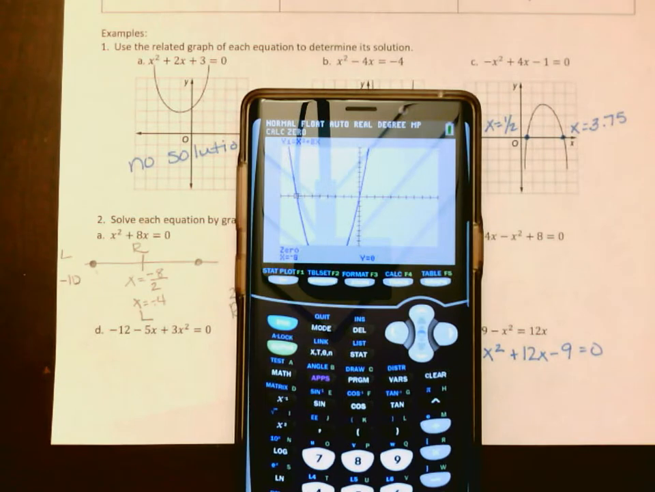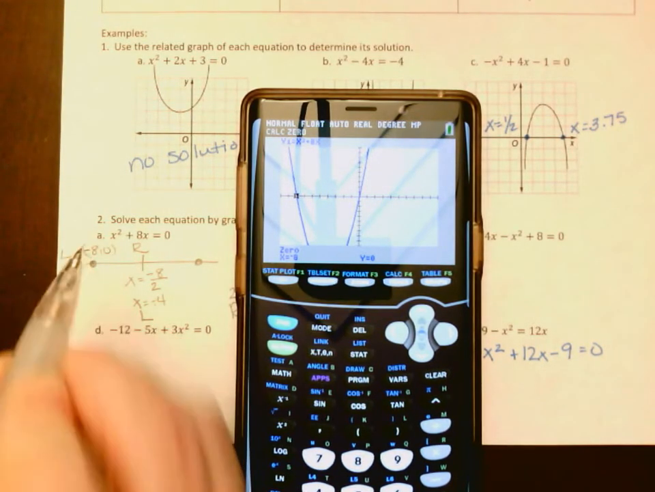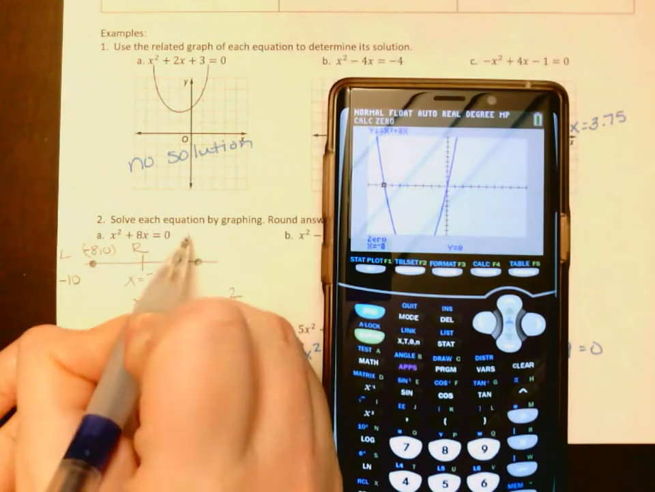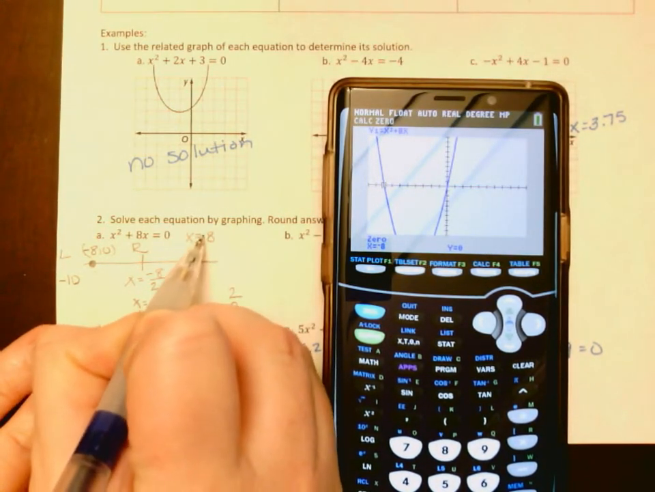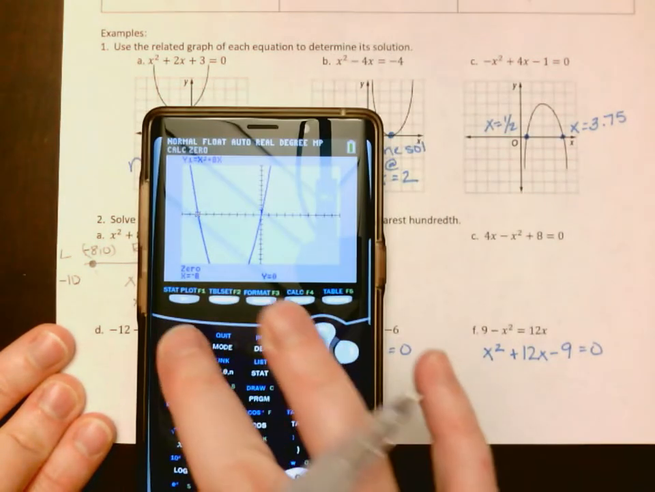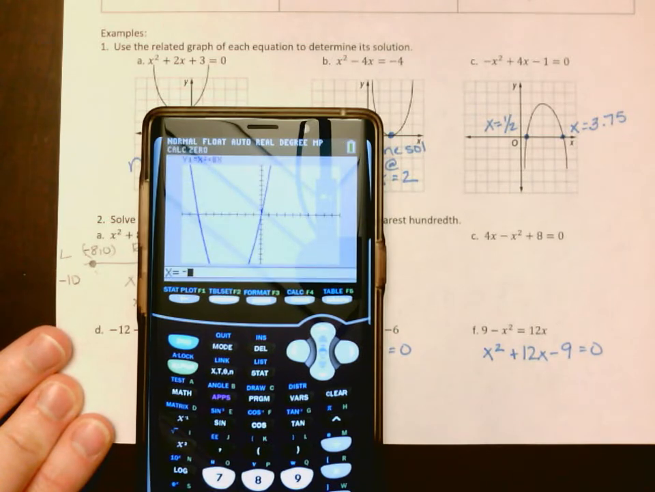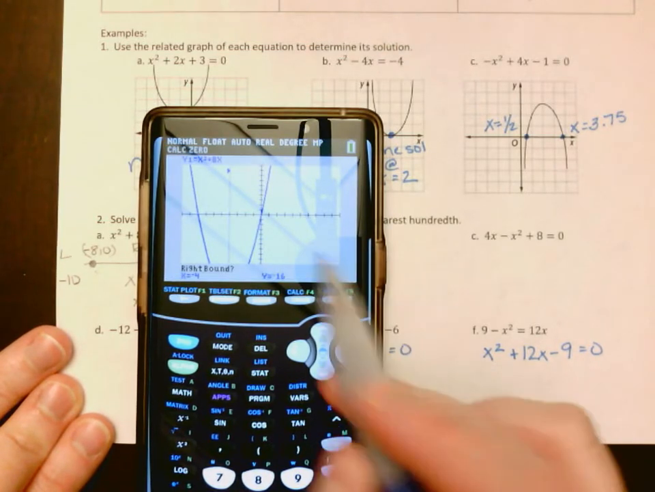Hit enter. And so my answer here is at negative 8, 0, which means my answer is at x equals negative 8. And then this answer here, I'm going to do the same thing again. So second calc, zero. I'm going to type in negative 4 because that's my vertex. And I'm going to type in 2.